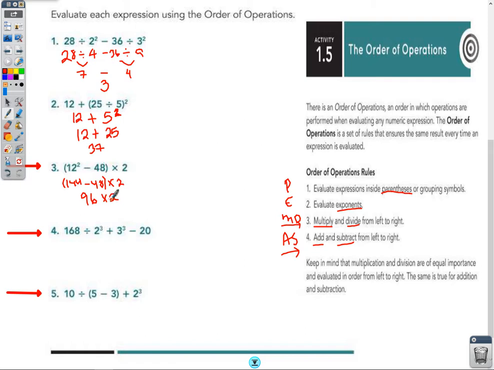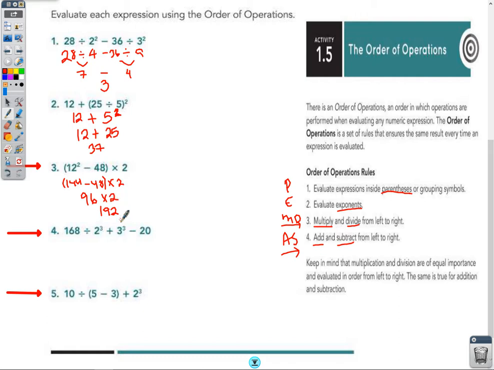So now I have 96 times 2, and 96 times 2 is 180 plus 12, so that should be 192. So my final answer would be 192. Let's go ahead and try question number 4.